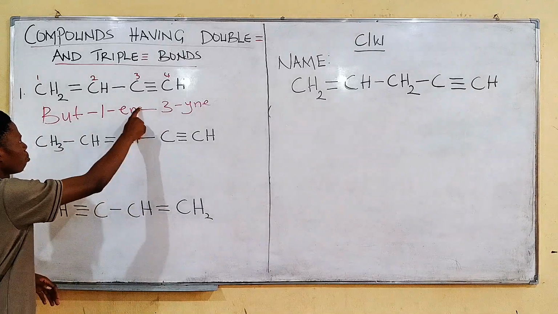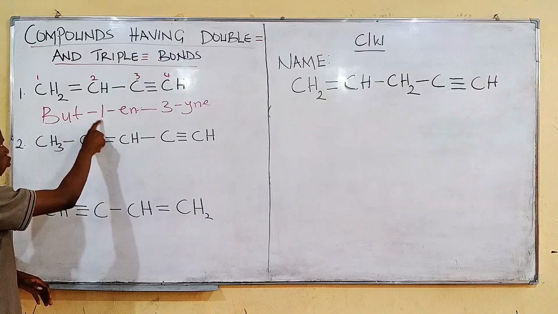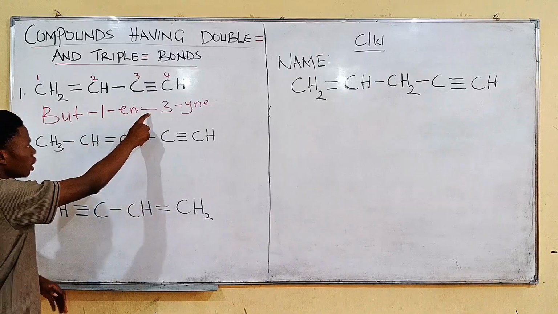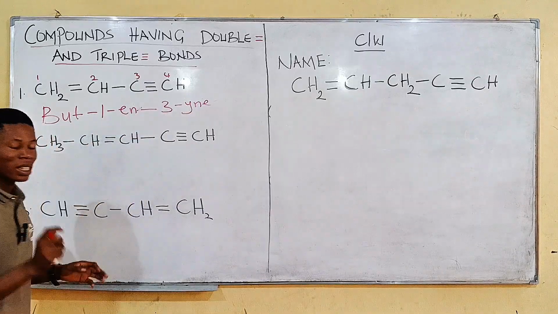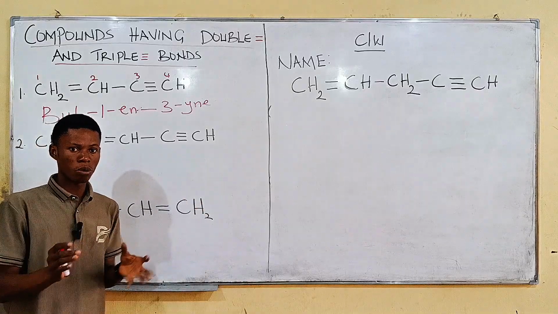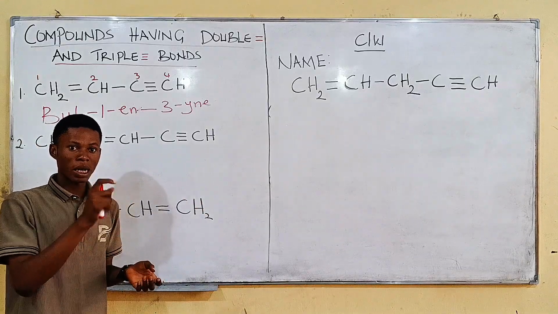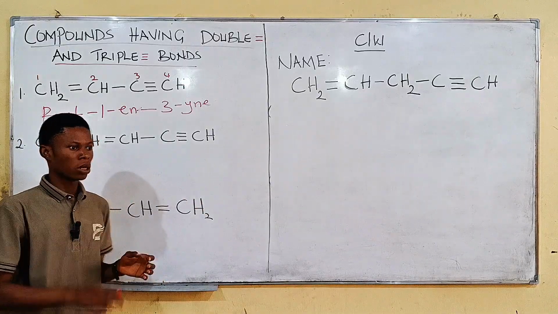And please take note of how I'm putting my hyphen. But hyphen 1 hyphen ene hyphen 3 hyphen yne. Anytime you want to put a word and a number, you have to put a hyphen. If it's number and number, you put a comma. Do you get? All right.